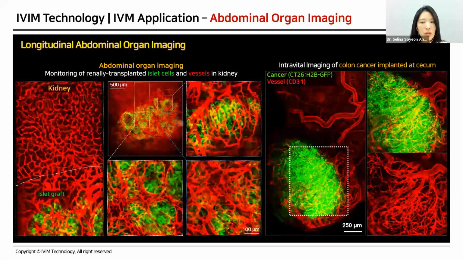In the kidney, after islet transplantation, we monitor the islet cell engraftment and cell development in the long-term manner. In addition, in the colorectal cancer model, we track the development of the cancer tissue in the cecum and also the changes in the microenvironment according to the treatment with the anti-cancer drug in the same mouse model, together with the vascular changes. So again, I'd like to emphasize that intravital imaging can be a great method to monitor the temporal dynamics of disease development in the same animal model over time.